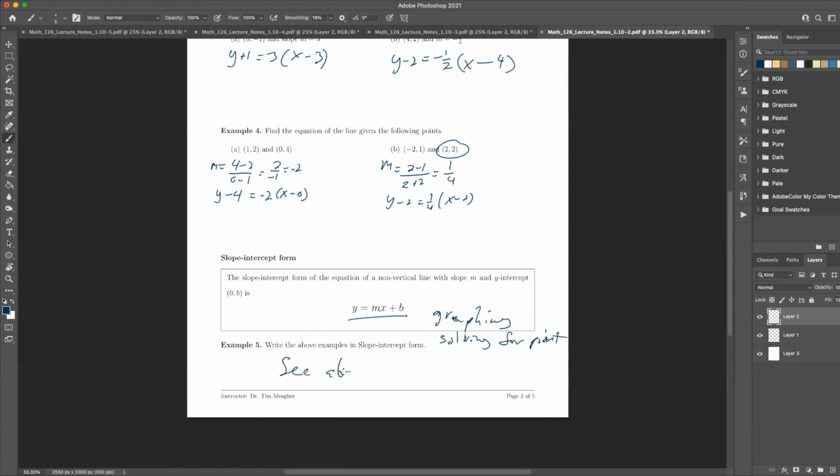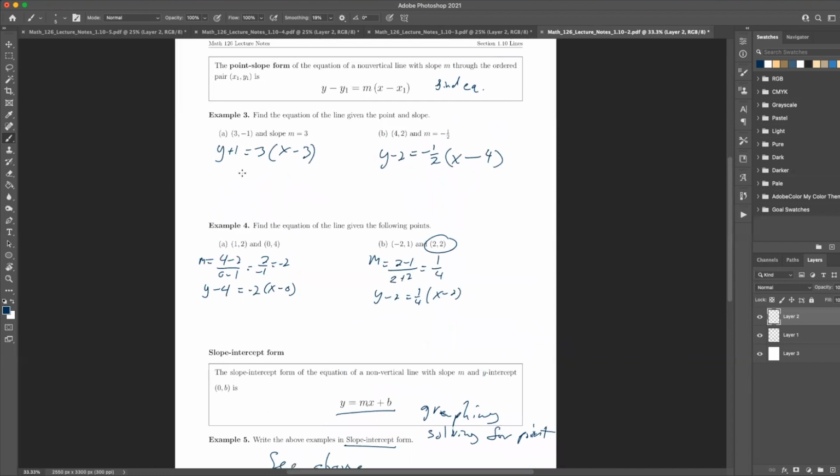So we're going to write all these examples in slope-intercept form. I'm going to write C above, and we're going to go back up and move it to slope-intercept form. Most of the time in math classes and in your engineering classes, they're going to want you to put it into this form just because that's the most common form. So let's go up and do that.